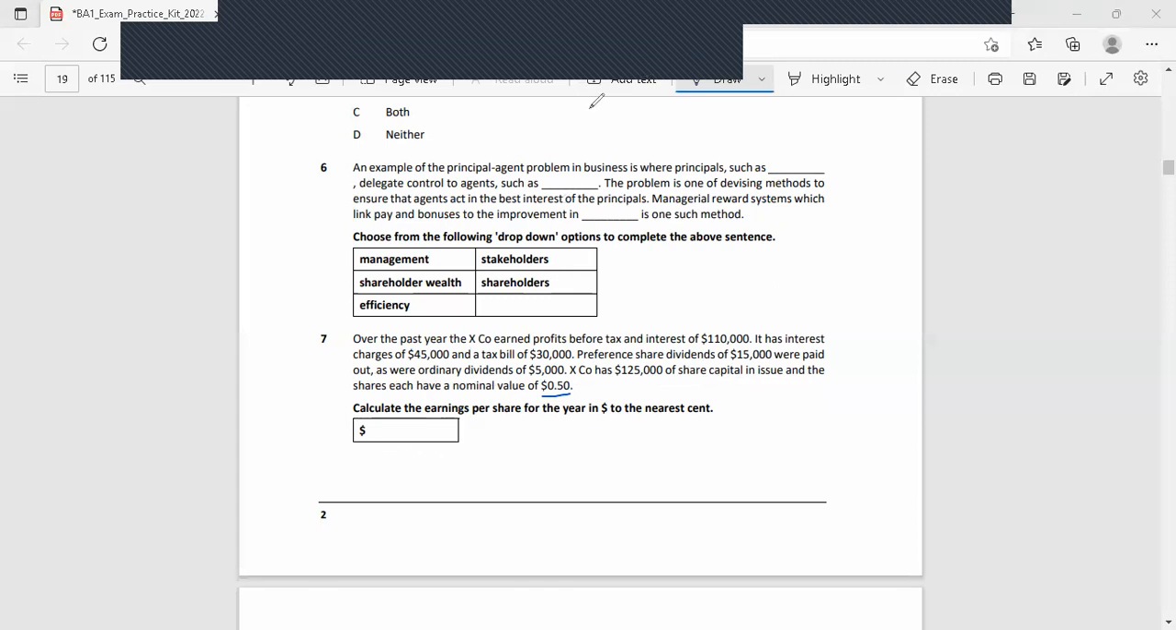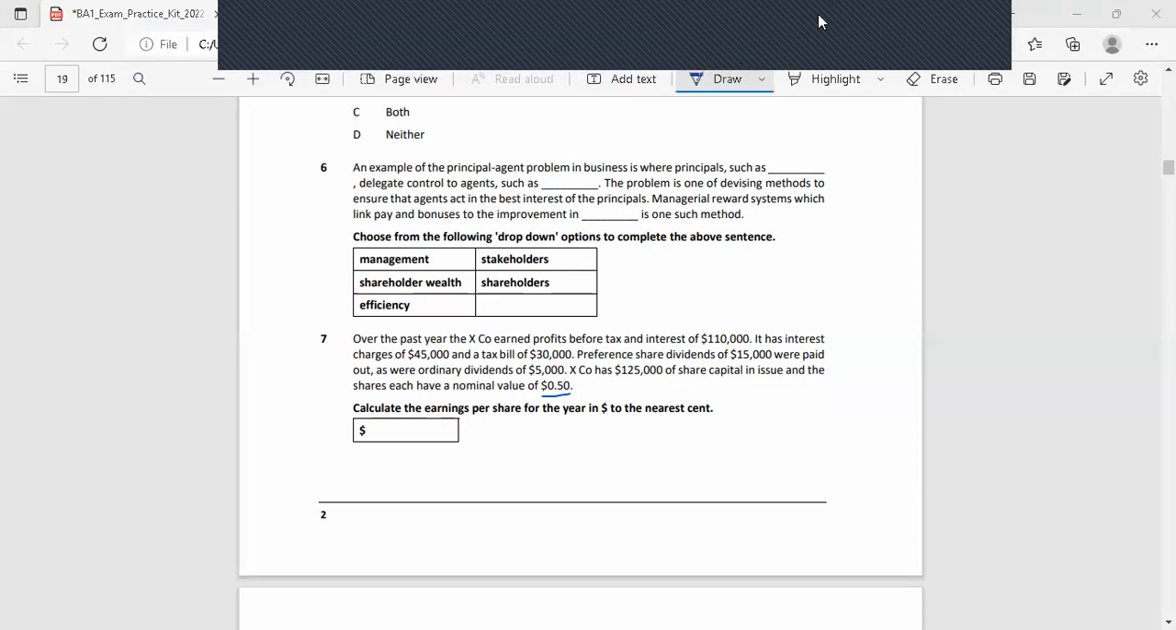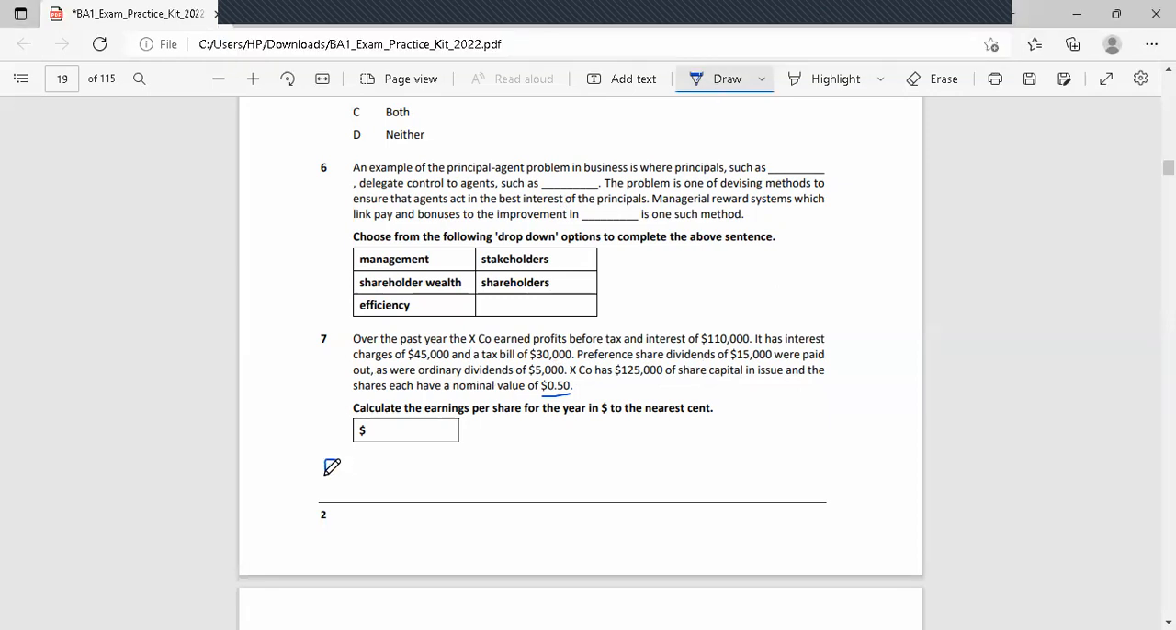If that is the case for EPS, the denominator will have the number of shares. They have the total capital issued as 125,000 of share capital. Each share is worth only 0.5. So how many shares? It would be double the number of shares, isn't it? The total share capital, let's see the number of shares.